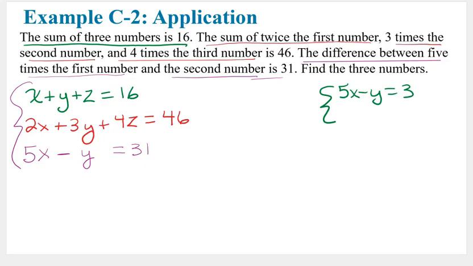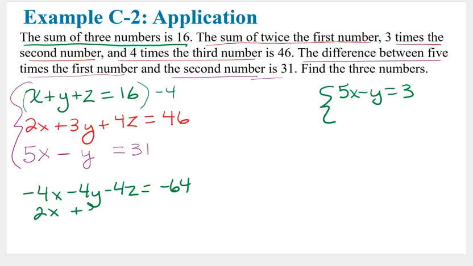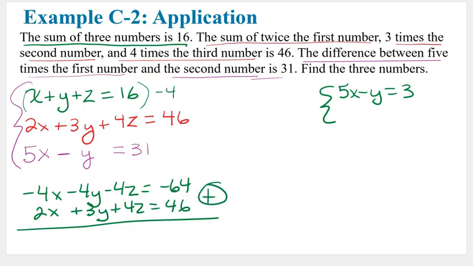So I need to eliminate z in this first system. So let's see, if there was a negative 4 in front of that green z, my life would be perfect. So I'm going to take this whole equation right here, I'm going to multiply it by negative 4. So negative 4x minus 4y minus 4z equals negative 64. And I'm going to add that to that second equation in red, which is 2x plus 3y plus 4z equals 46. All right, so when I do that, the z will be eliminated, and that's what I want. So I get negative 2x minus y equals negative 18.